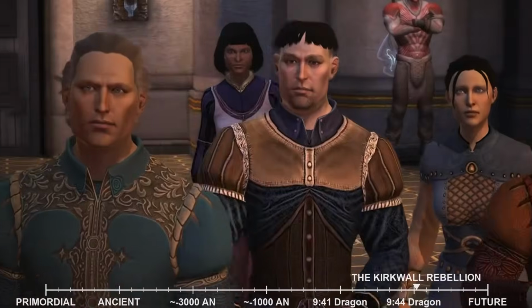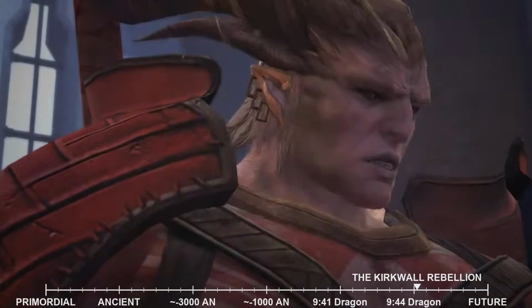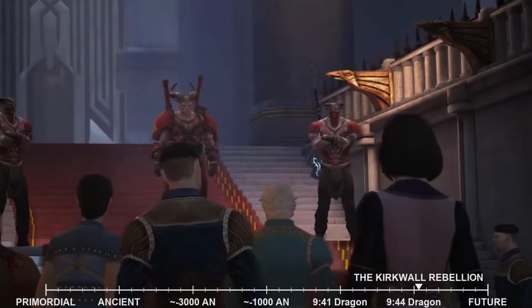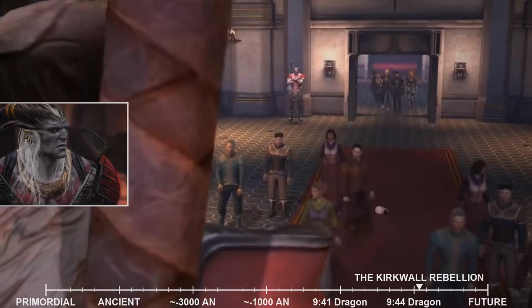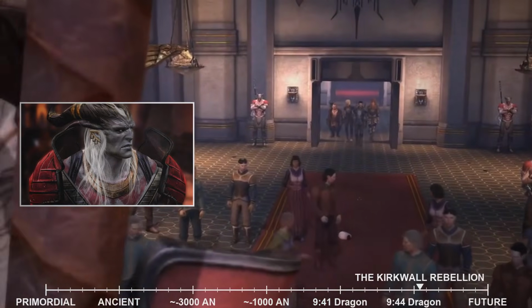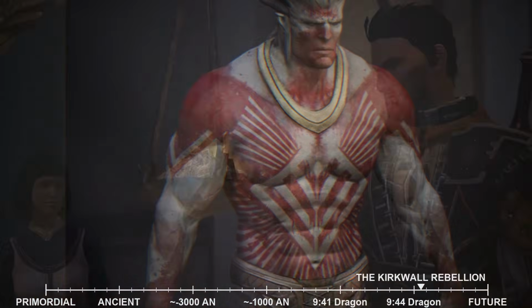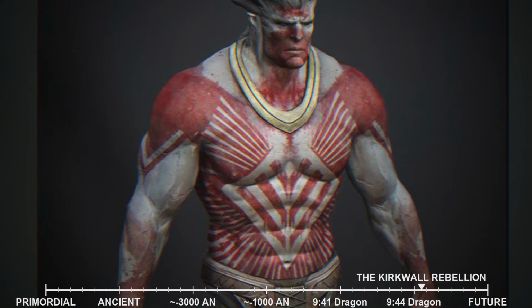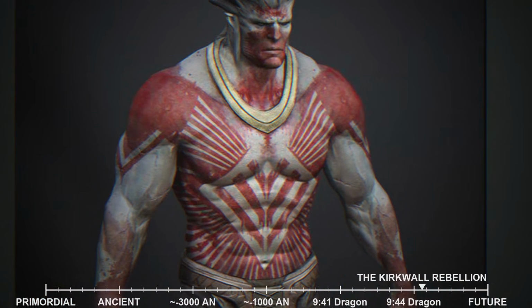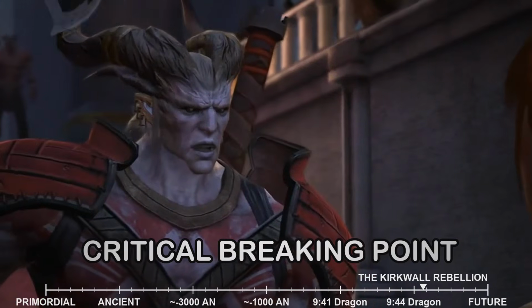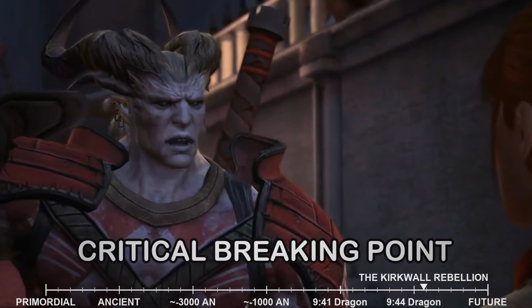His pronouncements became sharper, his demands more insistent, and the tension between the Qunari and the Kirkwall authorities escalated with each passing day. The presence of the Qunari, with their distinctive horns and imposing demeanor, became a constant, unsettling reminder of the simmering conflict. They were an alien force, a disciplined army trapped within a city they despised, and their patience was wearing thin.